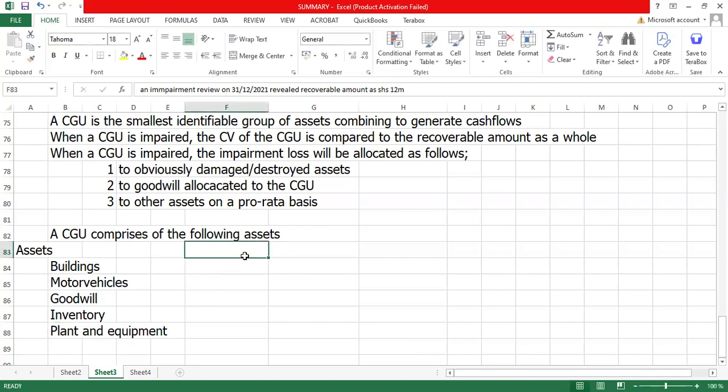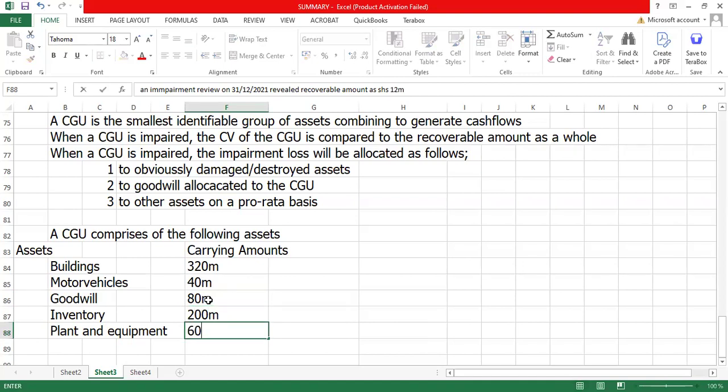Then they are carrying amounts. You have the carrying amounts here for building. You can put 320 million. Then for the vehicle, you can put the 40 million. Then for goodwill, you can put the 80 million. Then inventory, put the 200 million. Then for plant and equipment, put 60 million.